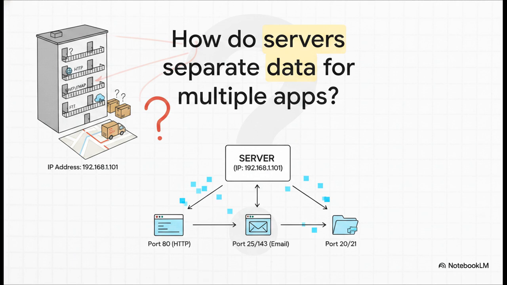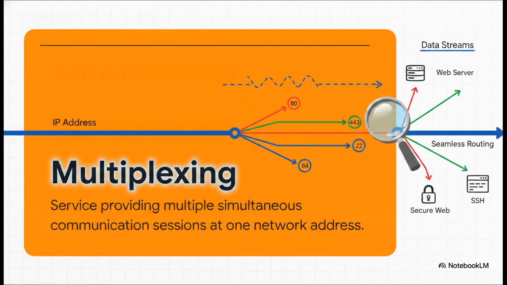This perfectly mirrors how an IP address works on a network. The IP address alone identifies the machine, but it cannot pinpoint the correct receiving application running on that machine. How does the incoming data know if it's supposed to go to your web browser, your email client, or an FTP server? Well, ports are the answer.